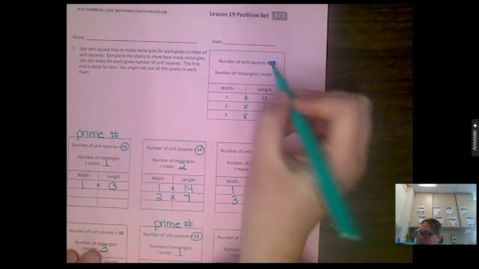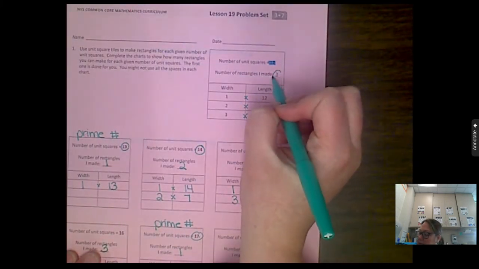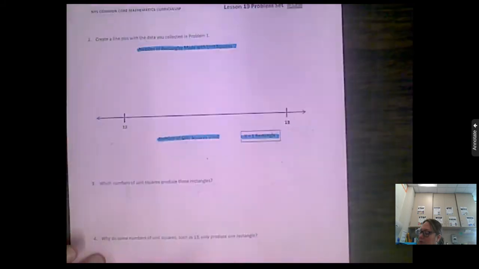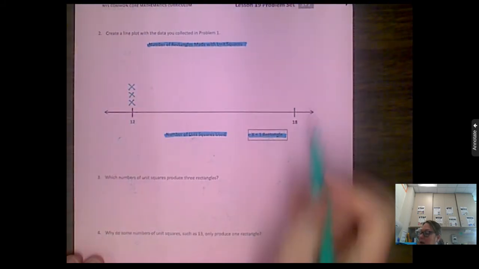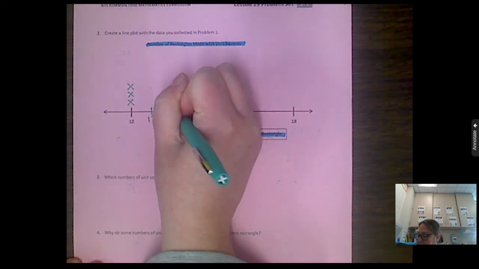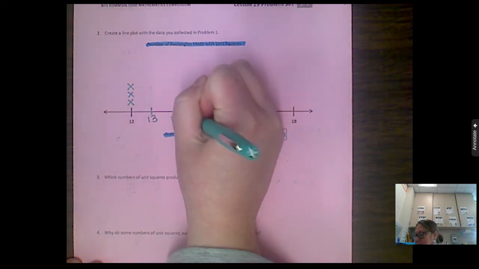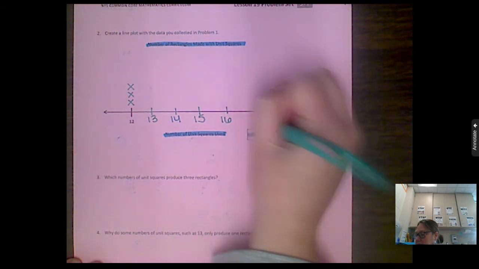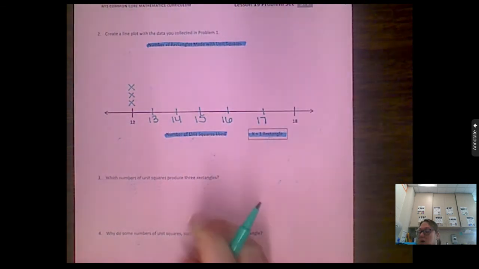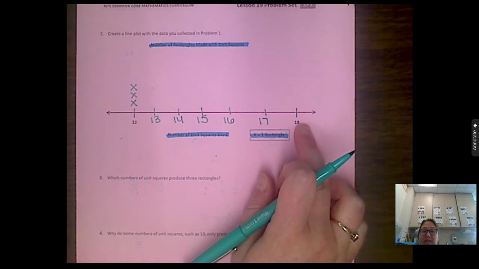Just to show you, 12 is the one that they did for us, 12 right here. They made 3 rectangles with an area of 12, so we would go 1, 2, 3, okay? But we're missing all these numbers in between. So we have 12, then we would have 13, 14, 15, 16, 17, and 18. We can add those in real quick: 13, 14, 15, 16, 17, and 18.